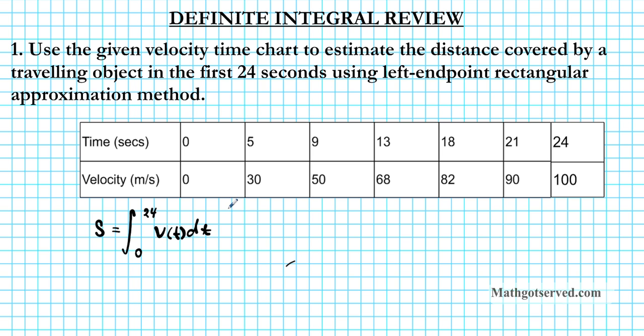But we don't have a function here, we just have a chart. So the best we can do is approximate the total distance covered. To calculate that, we're going to find an approximate value using the left-hand rectangular approximation. If you notice here, our intervals are not equal, so we cannot use the other formula for equal subintervals.